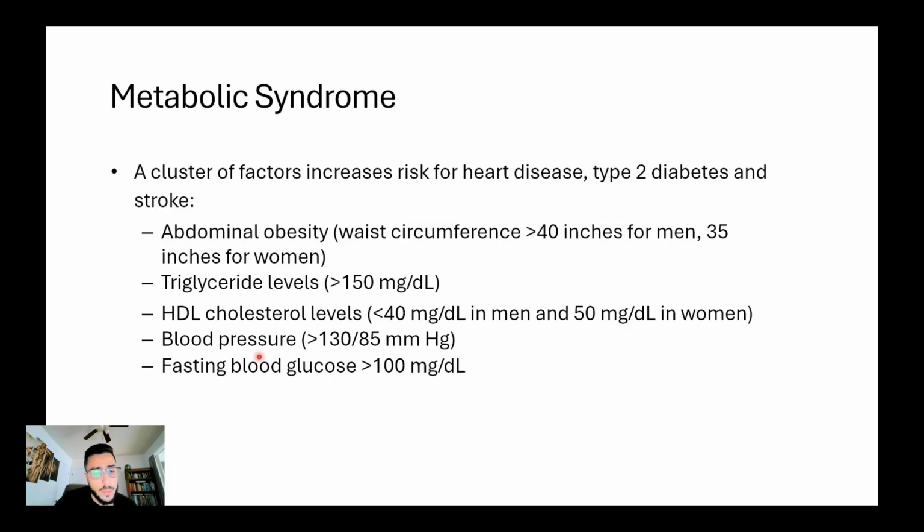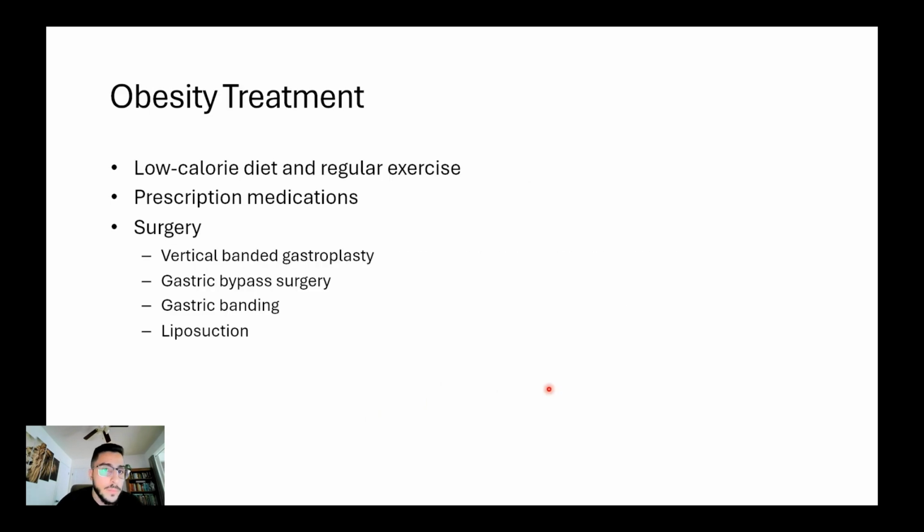Blood pressure should be above 130 to 85, so your systolic and diastolic blood pressure. And the fasting blood glucose should be above 100 milligrams per deciliter. Okay. The treatment for obesity, you can start with a low-calorie diet and regular exercise. You can have prescription medication, as we talked about, but then some people undergo surgery, and these are just variations of surgeries that happen on the stomach.